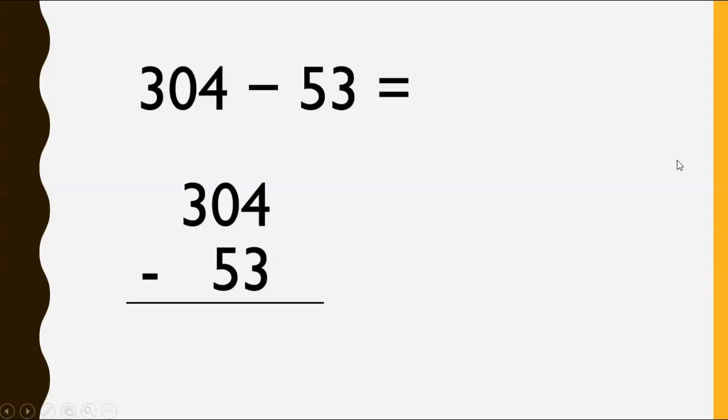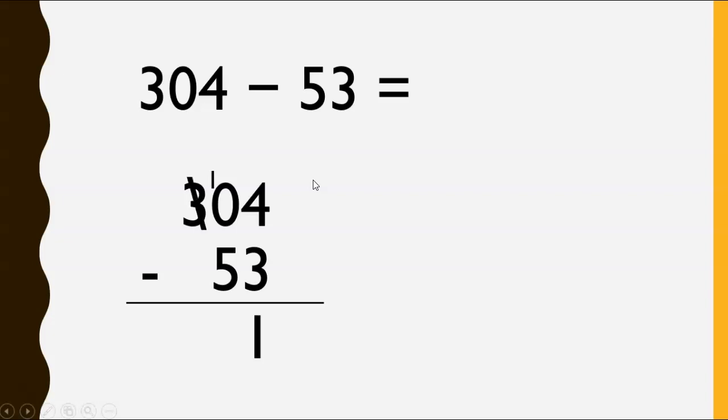Okay, let's go ahead and subtract here. Can we take 3 away from 4? Yes, we can. So what's 4 minus 3? 1. Very good. Can we take 5 away from 0? No, we cannot. So what do we need to do with that 0? We need to give it a 1 to make it a 10.